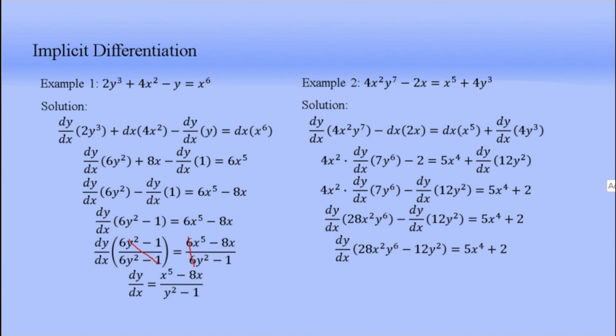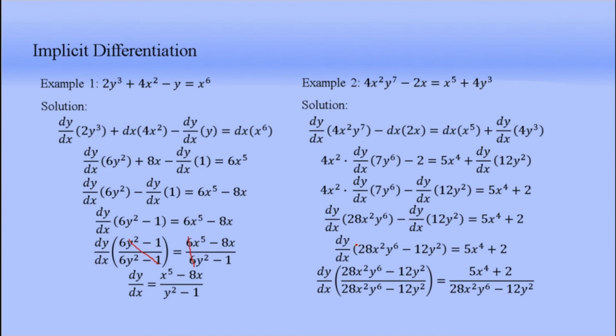Now we can factor out the dy dx as both terms have it, and then dy dx times 28x squared y raised to the 6th power minus 12y squared equals 5x raised to the 4th power plus 2.